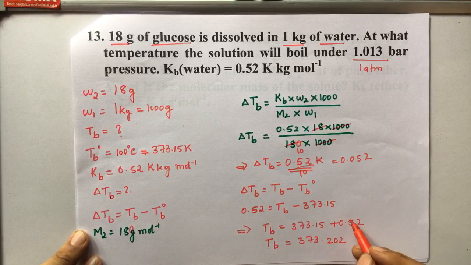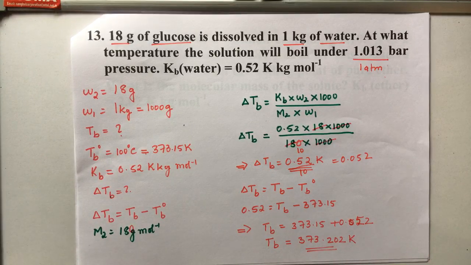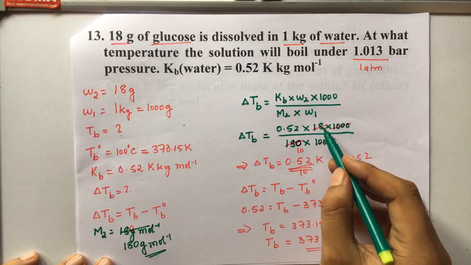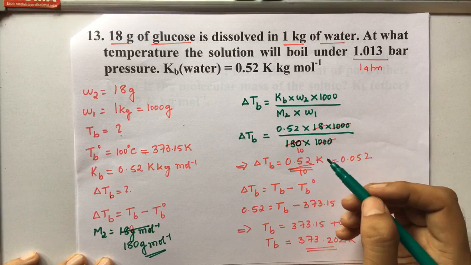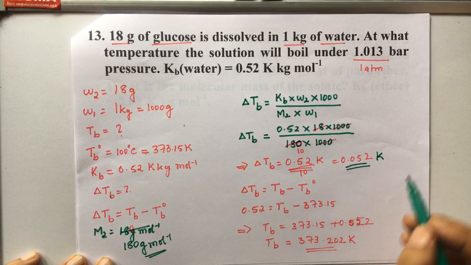So this is 0.052, and this will be equal to 373.202 Kelvin. Just make a correction, students. This will be 180, not 18, 180 gram per mole. So I have to change this as 180, which is 10 times, so 0.52 by 10 will be equal to 0.052 Kelvin.